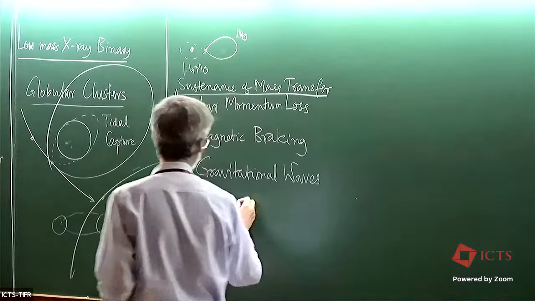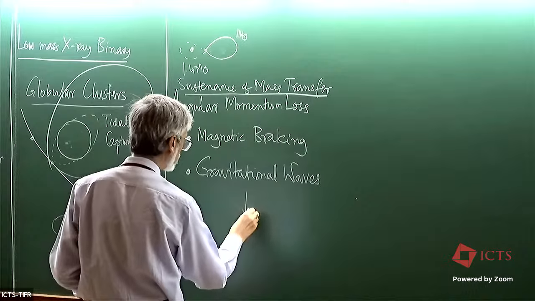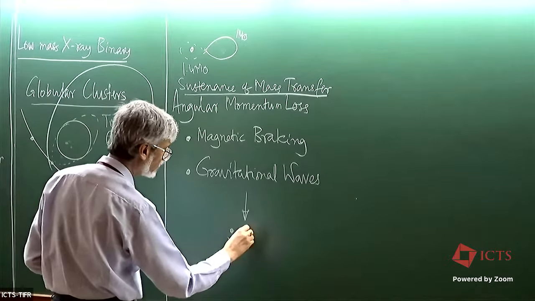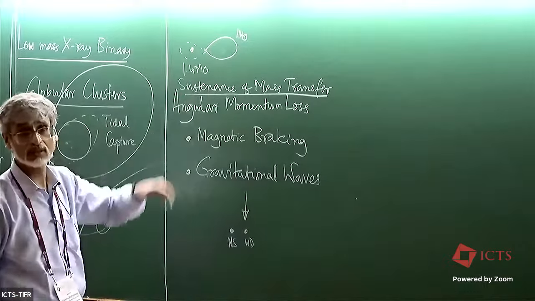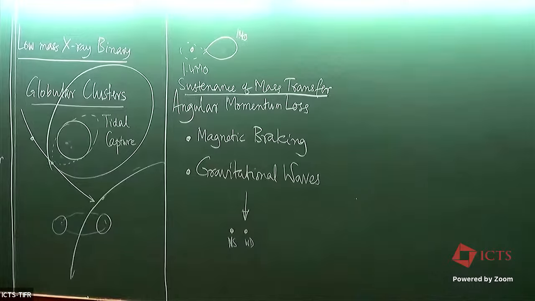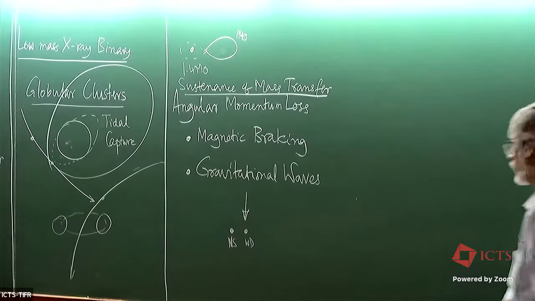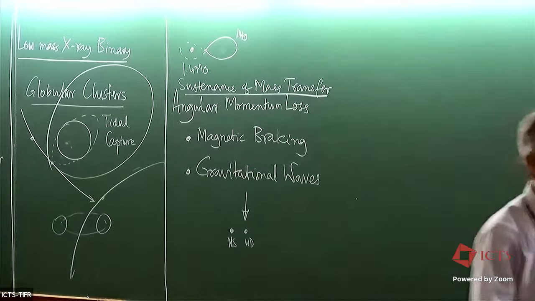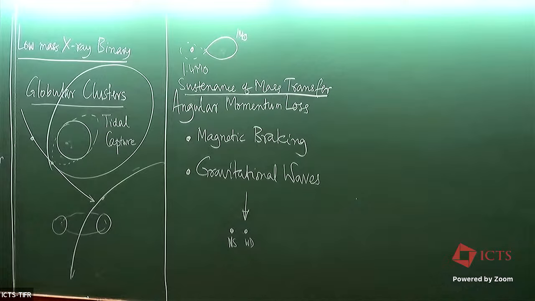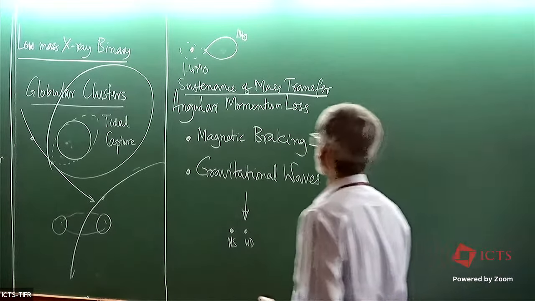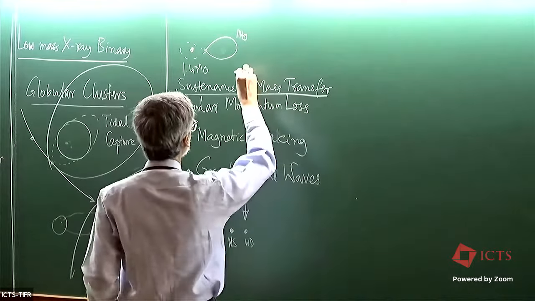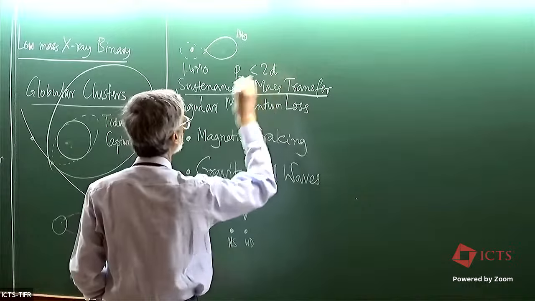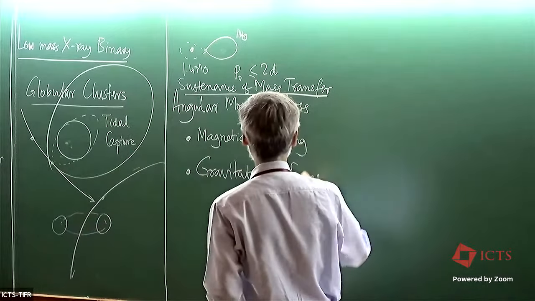So eventually, such a system will be left with a neutron star and a white dwarf when this finishes its evolution, a very small low mass white dwarf. And very short orbit of tens of minutes. So this is for initial periods less than about, say, 2 days. Orbit shrinks.